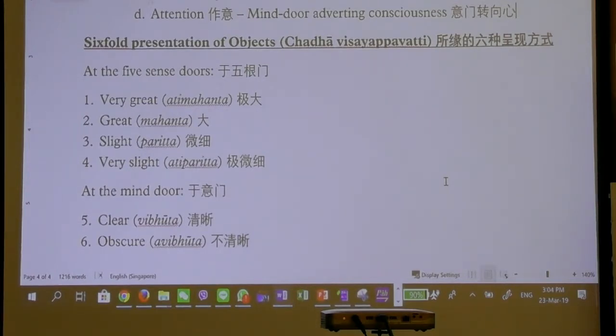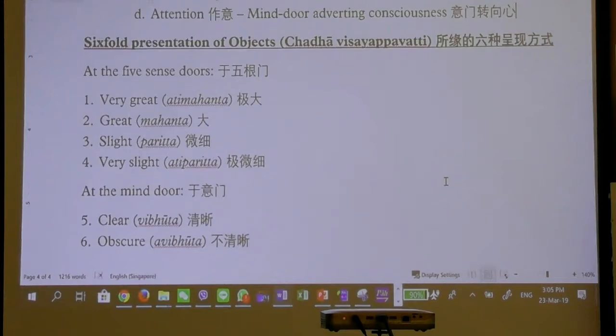So in this situation, how many conditions are met? The four conditions are met. There are four conditions, because now there's no registering of the name, though. Why? Because this is the object, this is the base here.